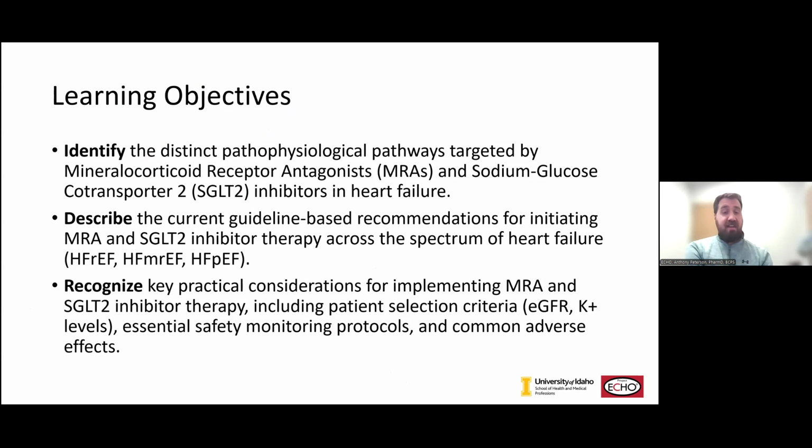So learning objective today, we're looking for the really big targeting pathways, but the SGLT2s specifically in heart failure.